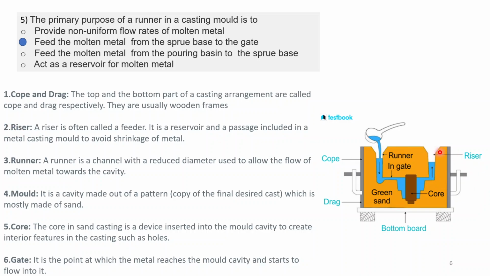Riser will be the reservoir of the molten metal. After filling the cavity, your material will go into the riser, and it will be providing molten material in case of liquid shrinkage. Okay, and then you have the runner. The runner is a channel with a reduced diameter used to allow the flow of the molten metal towards the cavity.